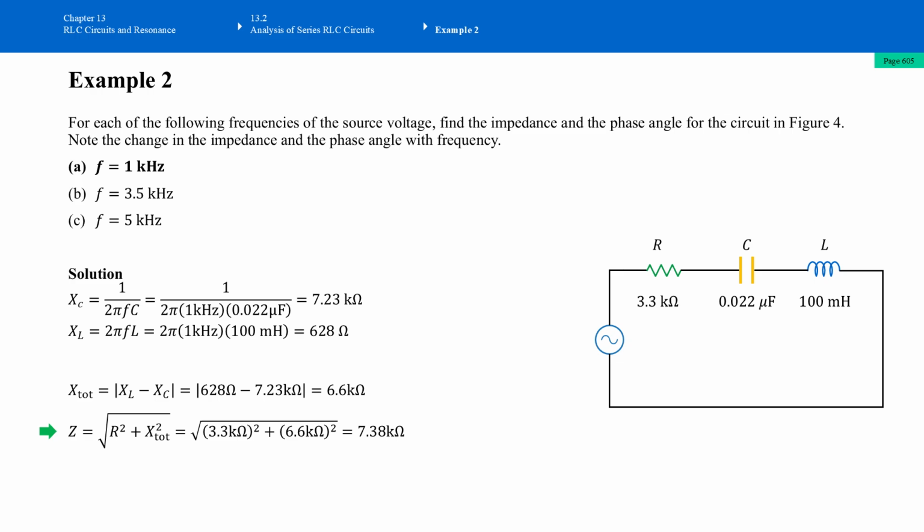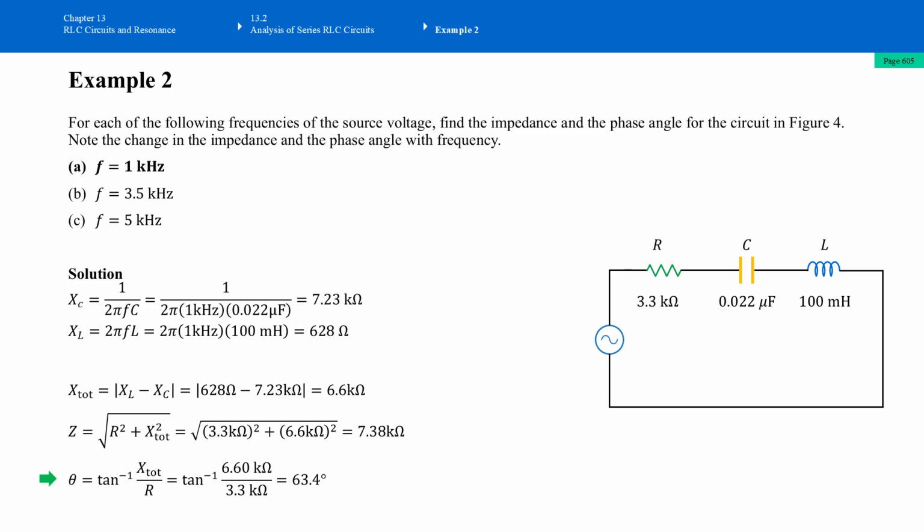Now let's find the phase angle of this RLC circuit. Theta equals the inverse tangent of X total divided by the resistance R. X total is 6.6 kiloohms and resistance is 3.3 kiloohms. The inverse tangent of the ratio of these numbers is 33.4 degrees.